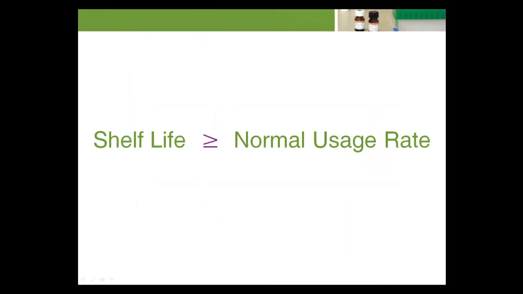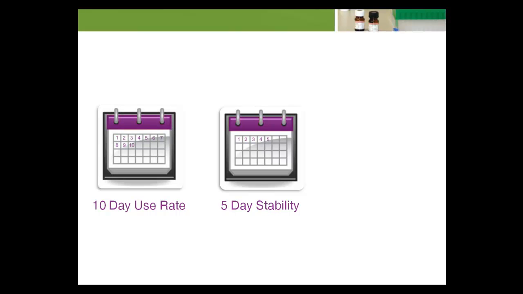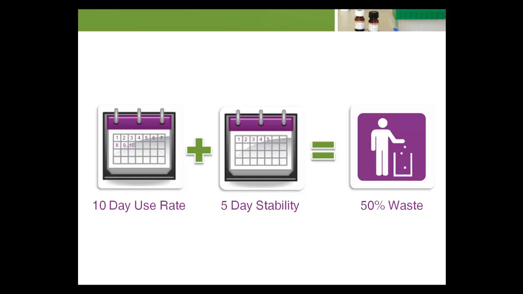Your quality control shelf life should match or exceed the laboratory's normal usage rate, or money will be wasted. For example, a laboratory that purchases a quality control product that offers only a 5-day stability, when their usage rate would require 10 days to fully use the product, will waste 50% of the product.